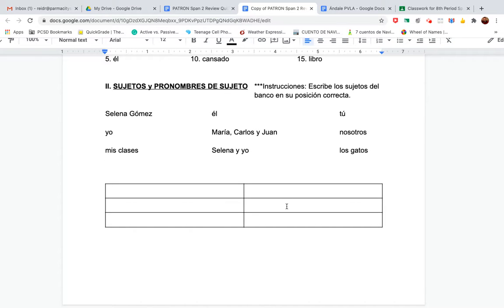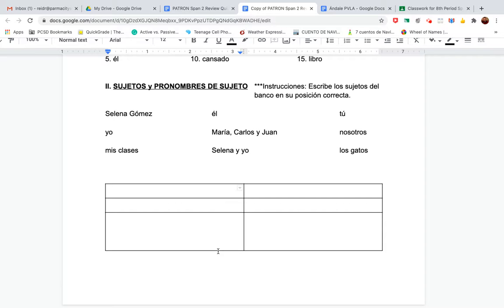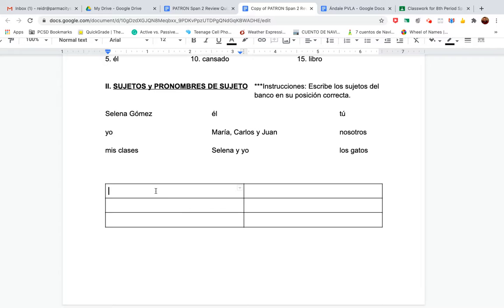All right, sujetos y pronombres de sujeto. Subjects and subject pronouns. Now, just like you did when you did that one assignment, you're going to have to stretch this. This is a chart I already made here, so you're going to have to stretch it out, okay? And try not to let it go on the next page, but you will have to stretch that out to be able to type in some of these boxes.